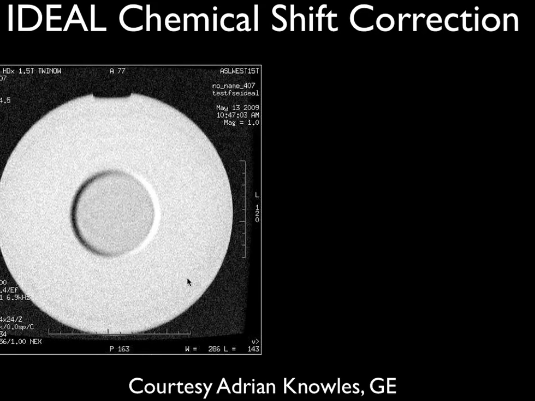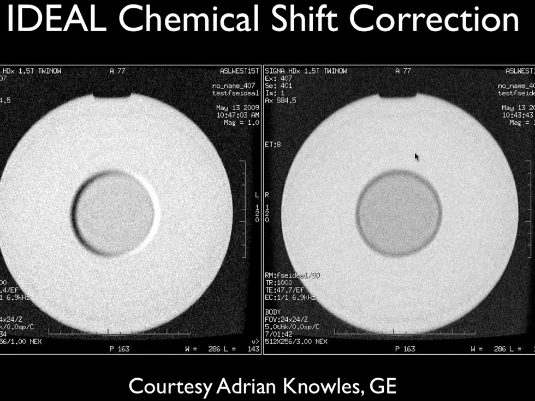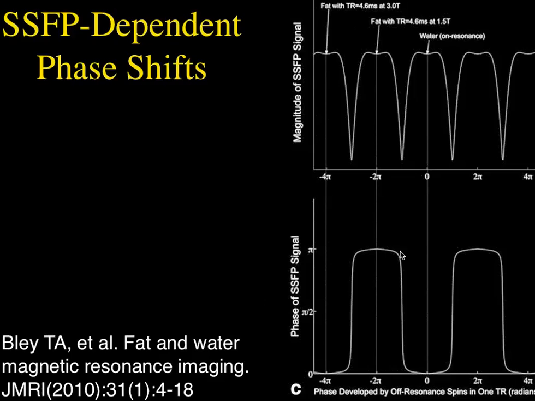Okay, and then this just shows an image of two cylinders, one with fat, one with water, showing the chemical shift artifact that we talked about before. But with an IDEAL image, you can correct for that and you get no chemical shift artifact. So it's great for cartilage.